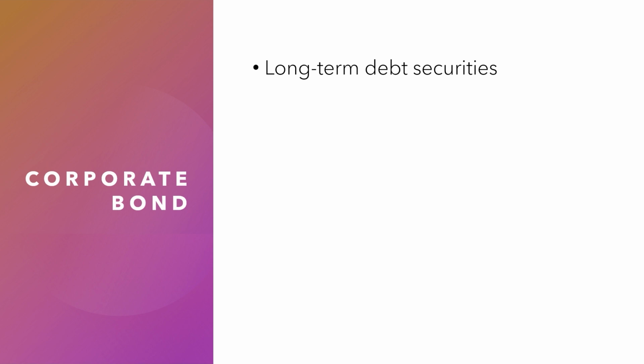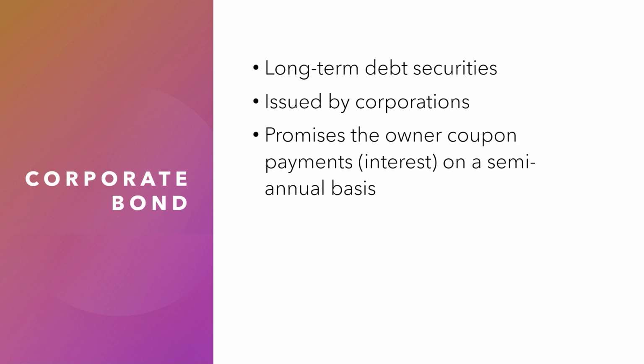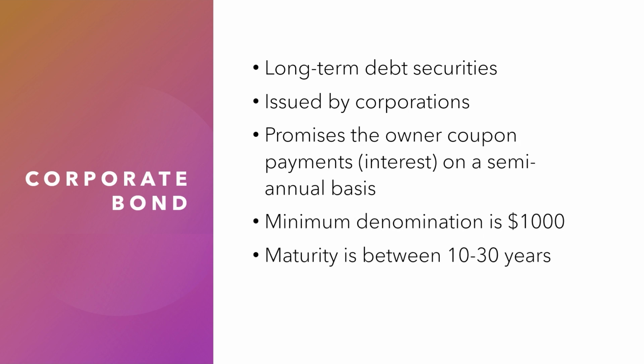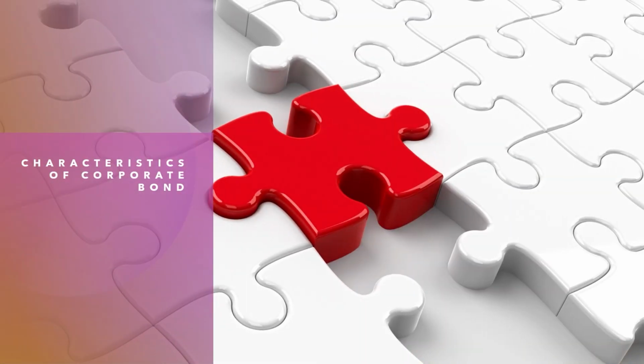The fourth type of bond is a corporate bond. Corporate bonds are long-term debt securities issued by corporations that promise the owner coupon interest payments on a semi-annual basis. The minimum denomination is $1,000 and the maturity is typically between 10 and 30 years. The interest paid by the issuer is tax deductible. Corporate bonds can be described in different characteristics.